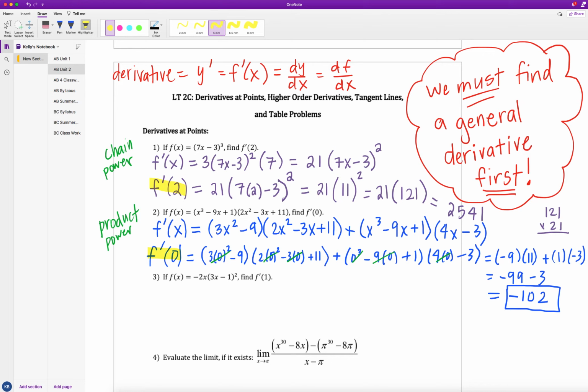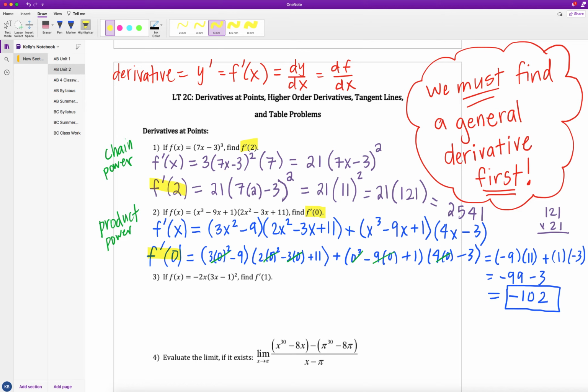So this is one of those notational things that we have to be very careful on. Because I'm asked to find f prime of 2 and f prime of 0, I'm finding something that, although it's related to my first derivative, is not equal to the general first derivative. It's a specific first derivative at a given x value that they're asking for.